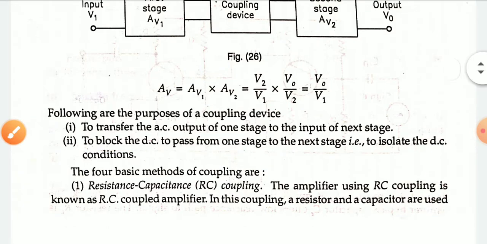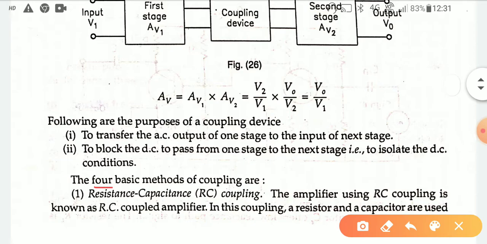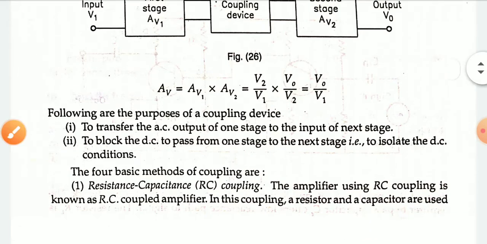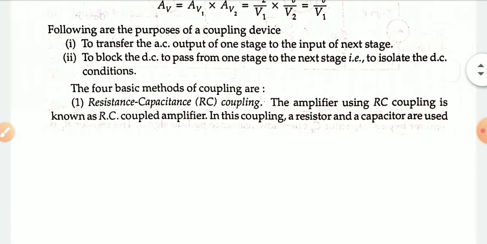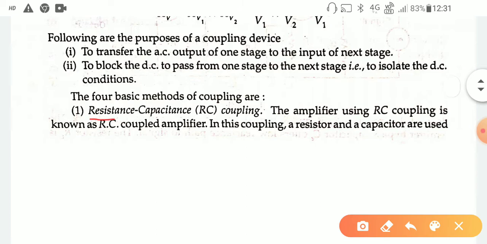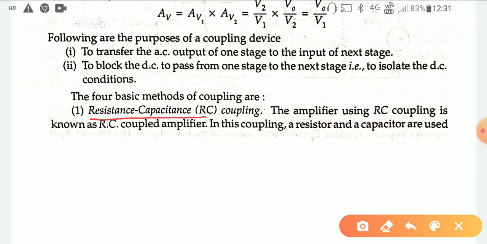What type of coupling device you choose depends on the point of view. There are basically four types. The first one is the RC coupling circuit. For the RC coupling circuit, the resistor and capacitor are used as the coupling components, and the combination of this circuit will be defined as the coupling device for the RC coupled amplifier.